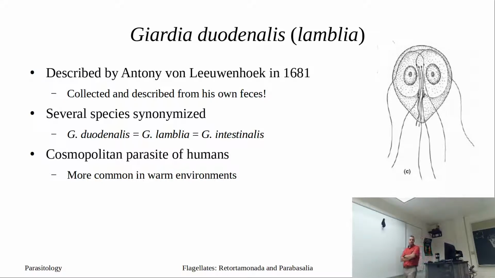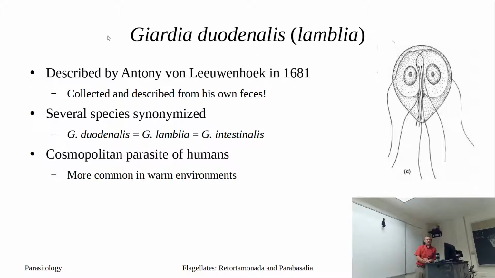All right. So as I said, several species have been synonymized. You're going to see them all through different parts of the literature. So if you look in some of the older books and see Giardia intestinalis, don't think that's different than duodenalis. They're all basically the same. This is a cosmopolitan parasite of humans. It affects everyone globally, but it's most commonly found in warm environments. That could be due to our behavioral changes in warm environments. We're more likely to spend time outside in aquatic habitats that would expose us to the cysts. But that's just speculation.